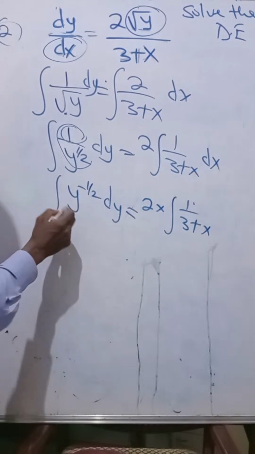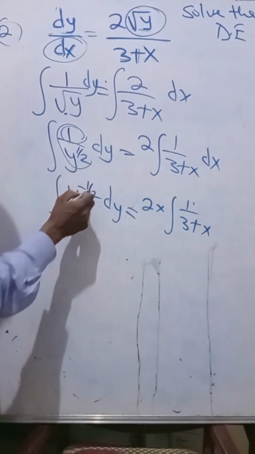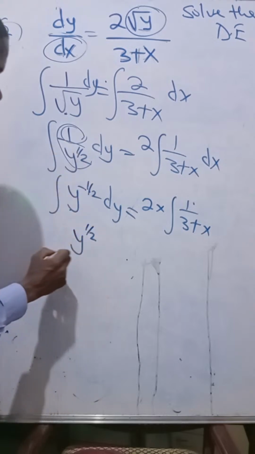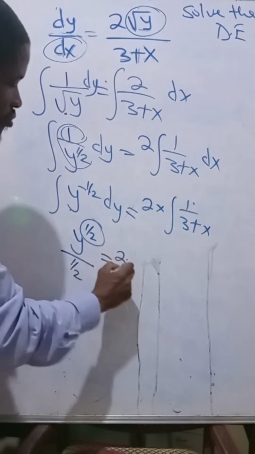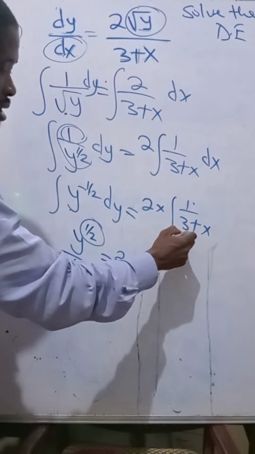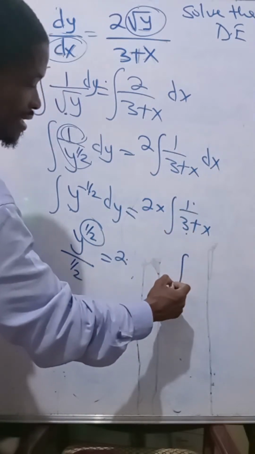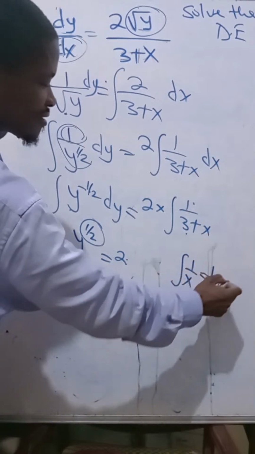So on the final note, don't forget the formula for integration. So the power plus 1, that's what? This power minus half plus 1, that's half, over the power, okay, equal to 2. This question is funny, but the rule is this. Integral of 1 over x is equal to ln x.